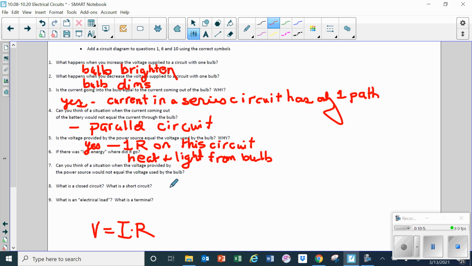So then it says, number 7, can you think of a situation where the voltage provided by the power source would not equal the voltage used by the bulb? And the answer to that, yes, if there was more than one bulb. More than one resistor. Okay? So what's a closed circuit?